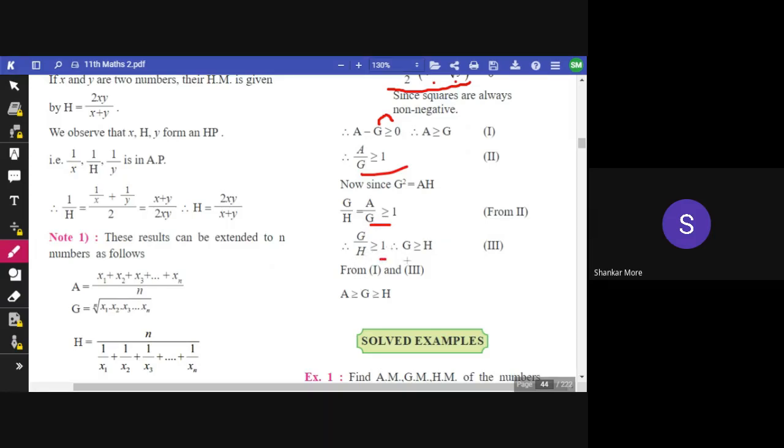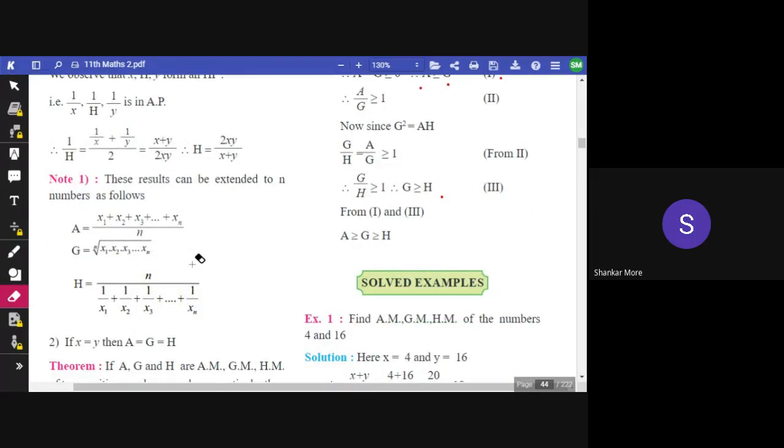So if this h goes here, we can say that g is greater than or equal to h from 1 and 3. From 1 and 3, a is greater than g and g is greater than h, so we can write like this: a is greater than or equal to g is greater than or equal to h. I hope you have a clear idea that the arithmetic mean is the greatest one, the harmonic mean is the smallest one, and the geometric mean is between the arithmetic mean and the harmonic mean.